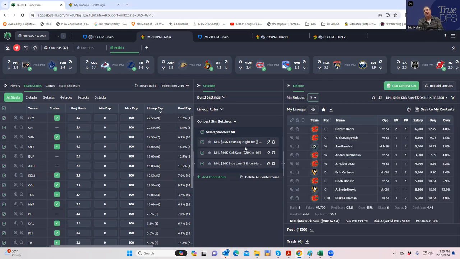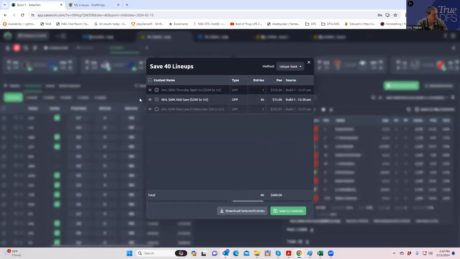But again, I guess some guidelines: if you do feel very confident, first of all, in your projections, in your ownership projections, then I would leave Min Uniques at one, or Min Uniques two at the most. And the other thing is that if you're really confident in your projections, then you should probably use that build one thing as your field. If you're confident that your field is going to be better than the Saber Sim ownership, then do that. Otherwise, do the Saber Sim ownership. For now, because I do feel sort of confident in today's projections, we'll save this.